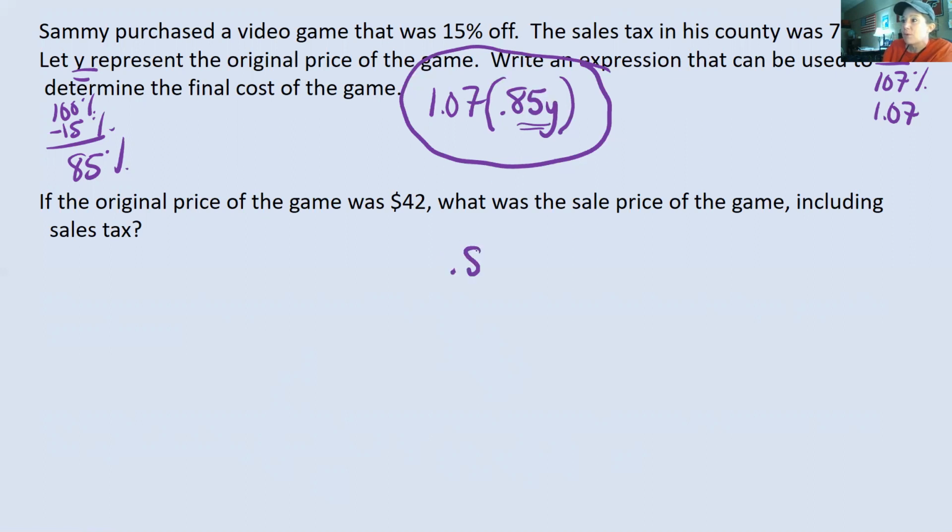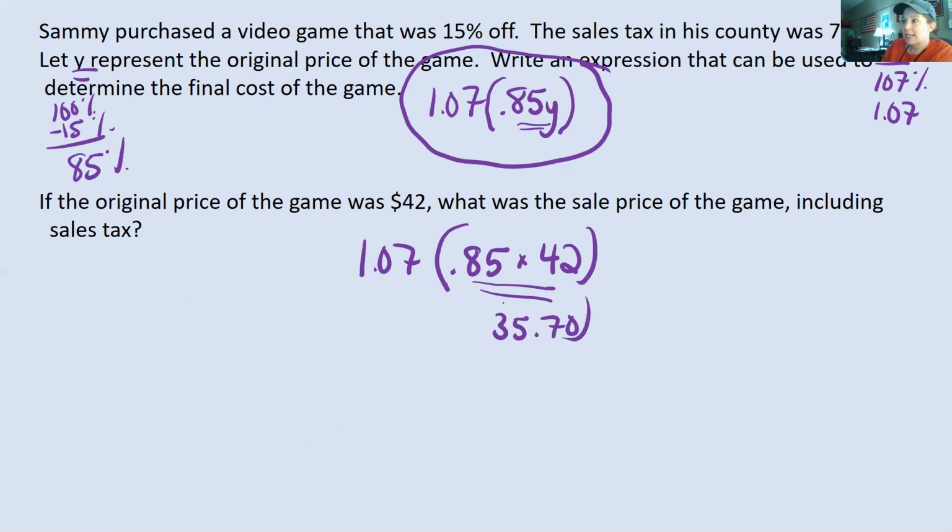So we're going to do 0.85 times $42. And then that whole price, we're going to multiply by 1.07. So let's do what's in parentheses first. We're going to do 0.85 times $42. So we're going to pay $35.70. That's the sale price of our item. Now for that price plus our 7% sales tax, we're going to multiply by 1.07.